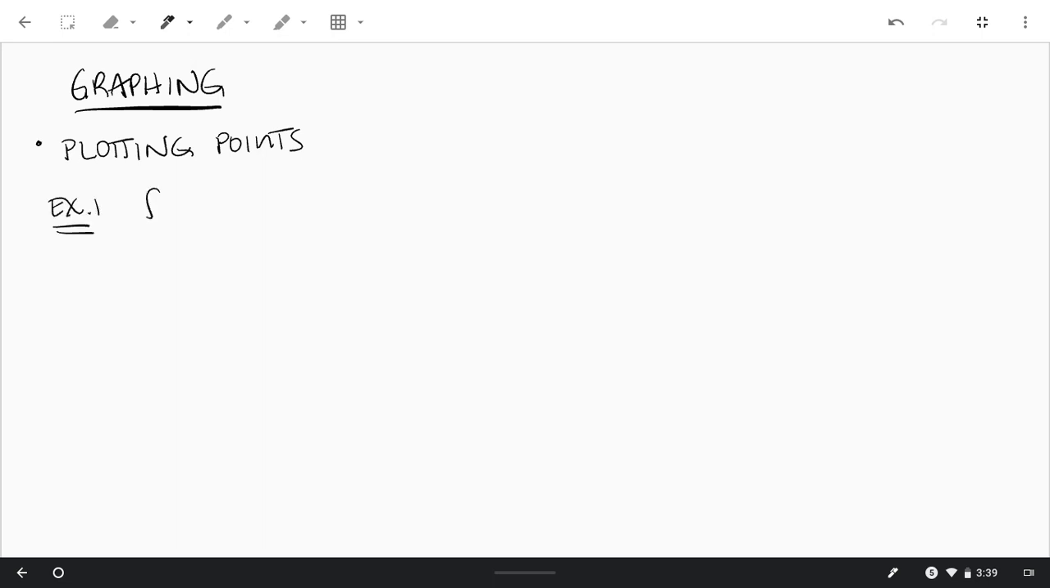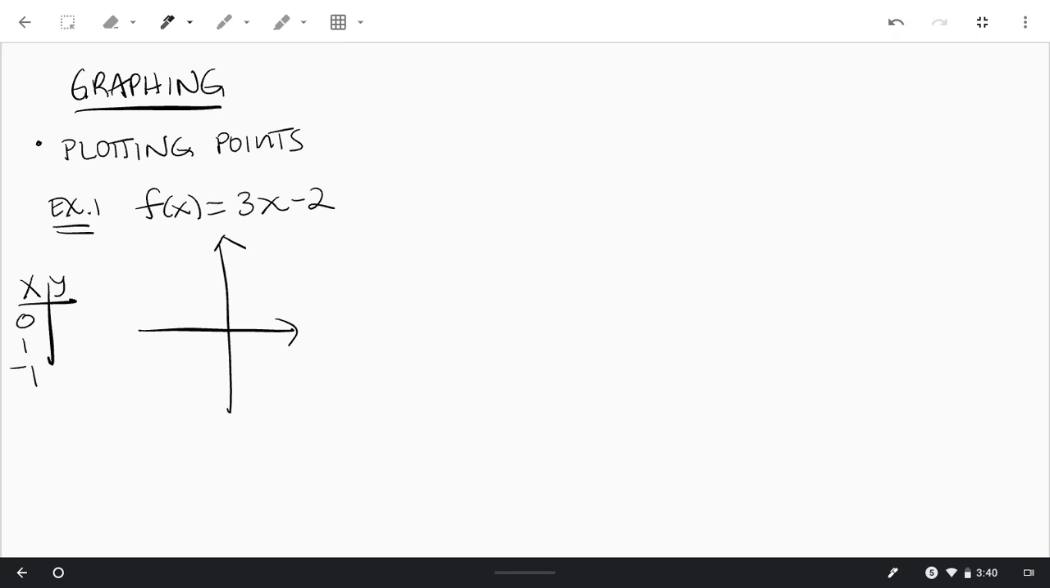So if you have this function, a linear function, like 3x minus 2, you can plot points. You can make a table, or you can use the shortcut that we learned. So here, if we decide to make a table, let's suppose we don't remember the shortcut on the day of the test. You can always make a table of values.